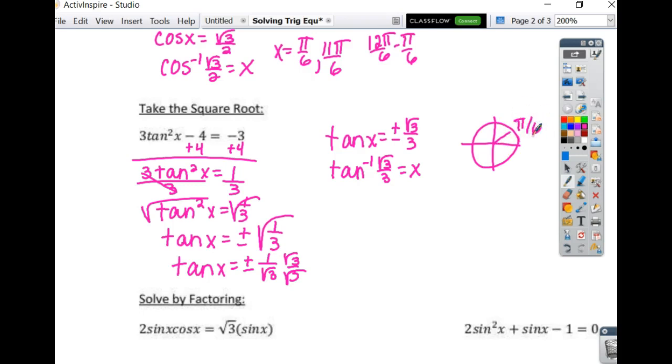So I know that the answer here, the positive answer, is pi over 6. So the other place you told me tangent was positive is down here. So that would be pi plus pi over 6, right? So that one, 7 pi over 6.